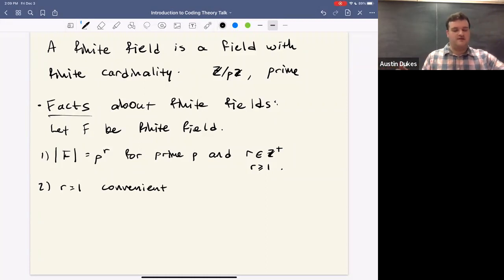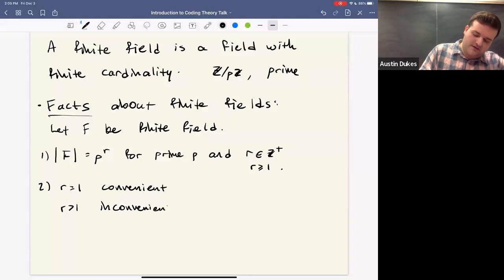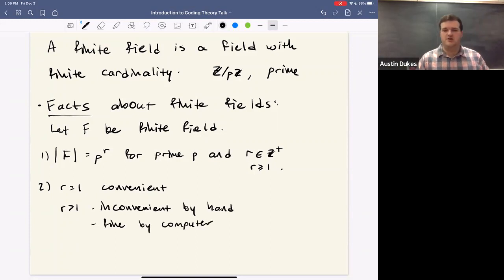There's nothing wrong with fields of size p to the r for r greater than 1, but when we're working with stuff by hand, it's going to be a lot more work to do the computations and even write out the elements explicitly. So r greater than 1 is inconvenient by hand, but there's nothing wrong with it. It's fine by the computer, or using some kind of software that can do the computations for you; with the properties of finite fields, the elements just get a little bit more abstract seeming. We're going to work with r equals 1 the whole time today at least.